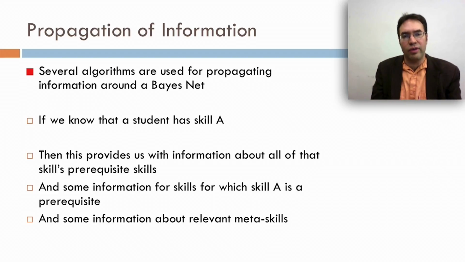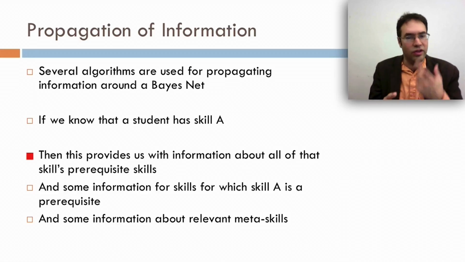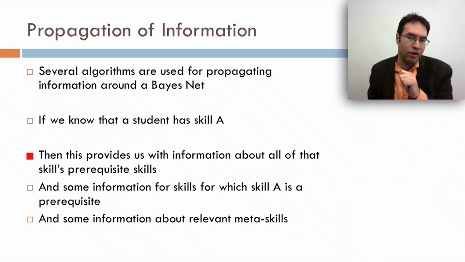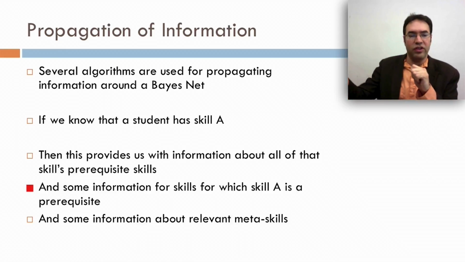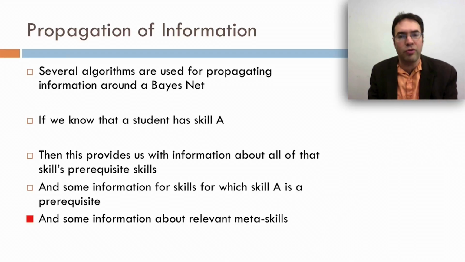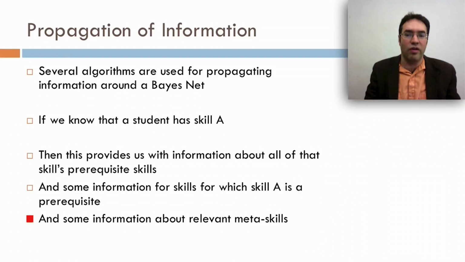Now, the math behind Bayes nets can be relatively complex. There are several algorithms that people use for propagating information around a Bayes net. The big idea is that if we know that a student has skill A, then this provides us with information about all that skill's prerequisite skills, and some information for skills for which skill A is itself a prerequisite, and some information about relevant meta skills. Anytime there's a connection in a Bayes net, information can travel across it.